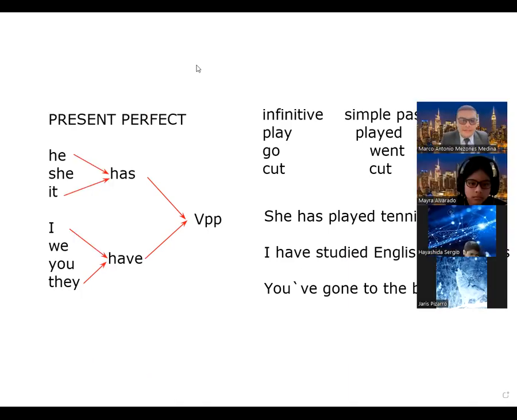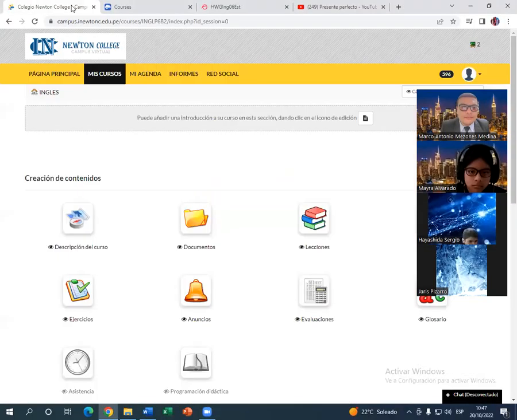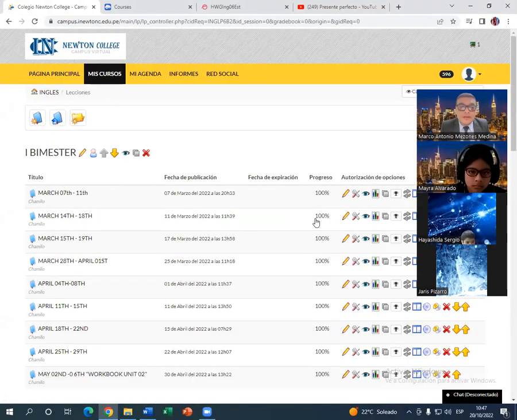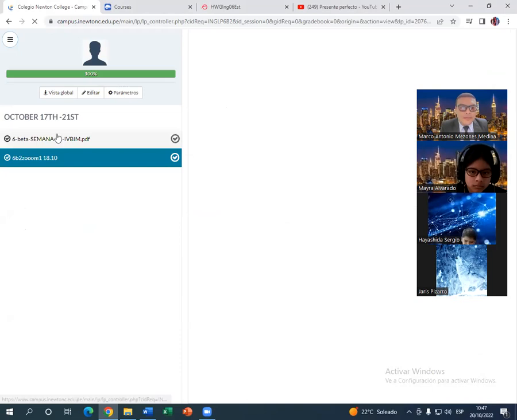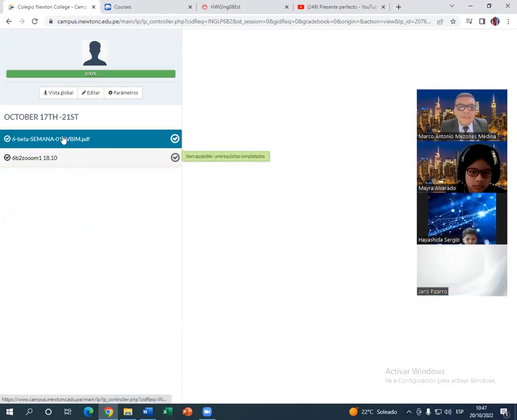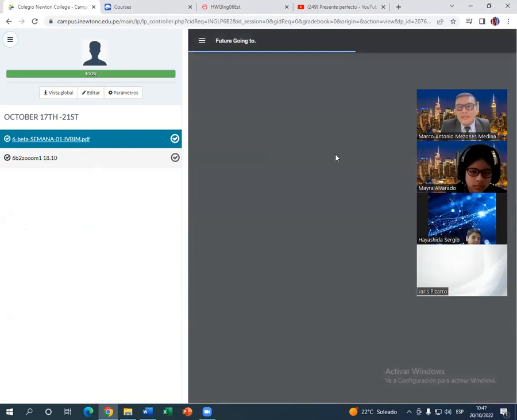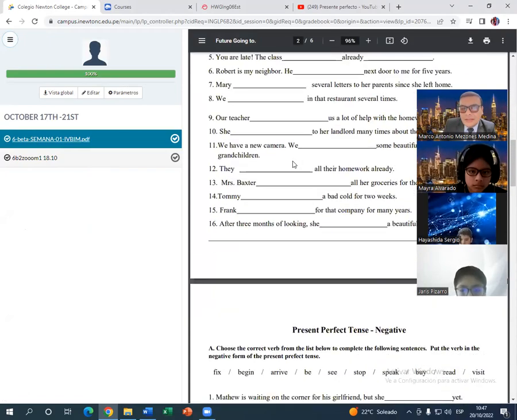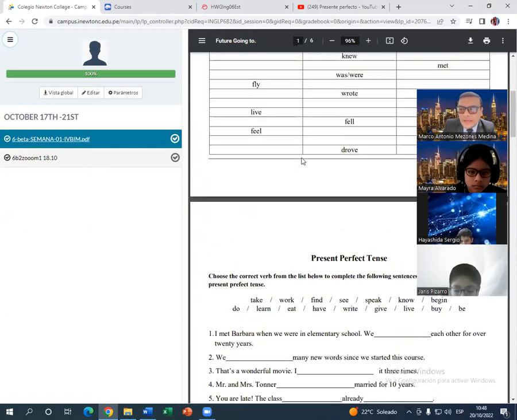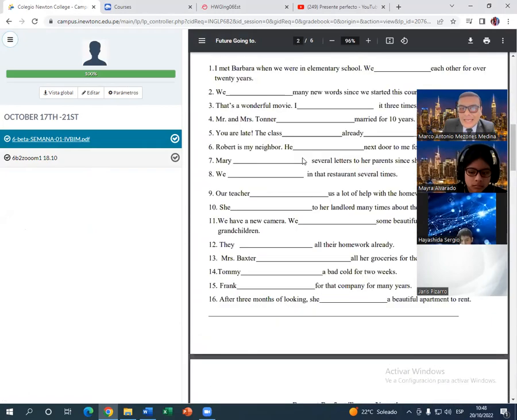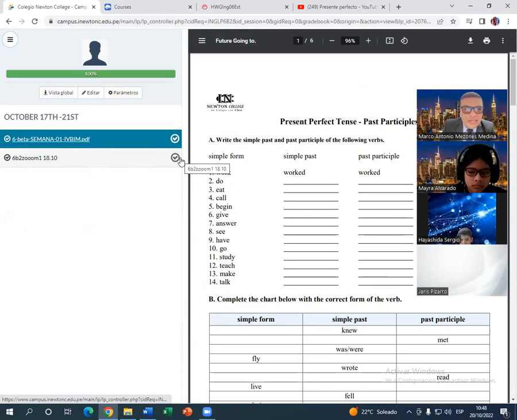Okay. So, my friends. On the Newton platform, we have the contents, October 17th to October 21st. You can enter and you can see the PDF document with some activities that we are going to do. You have to print this, tienes que imprimirlo y archivarlo, ¿ok? Ahí está el PDF. Esta separatita nos va a acompañar todo el mes de octubre y la primera semana de noviembre, ¿ok?